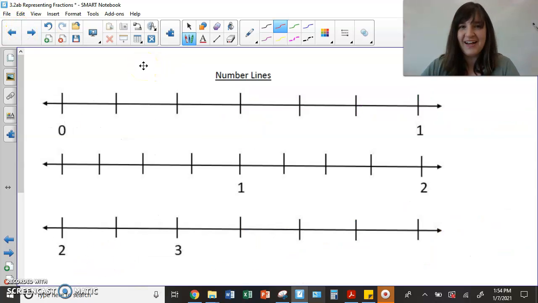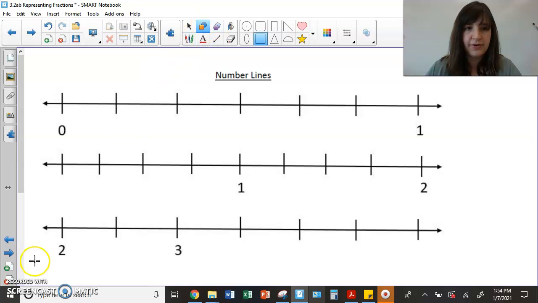So now number lines. Okay, number lines can look really scary and confusing, but we use them for a lot of different things in math, and they can be really helpful. So fractions can be represented on a number line, and you can represent whole numbers, fractions, decimals, all kinds of things. So let's look at the information that we've been given, and let's just look at this first number line for now. So I'm going to cover up the other ones.